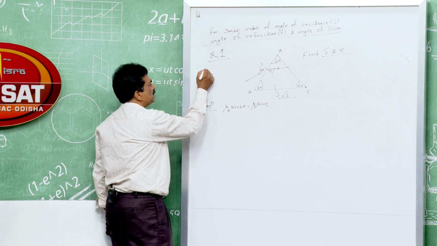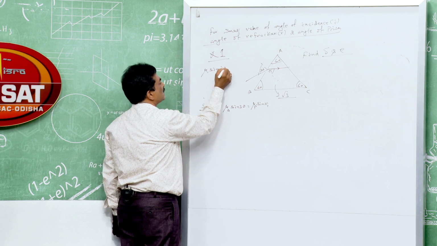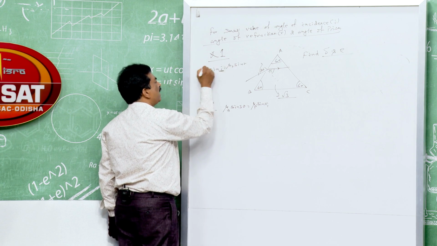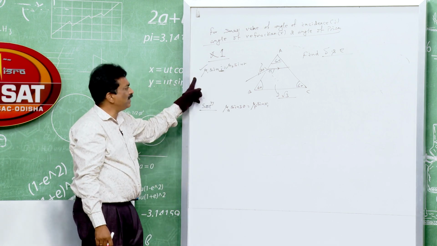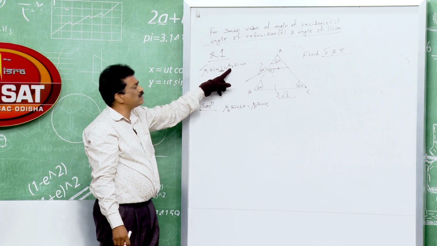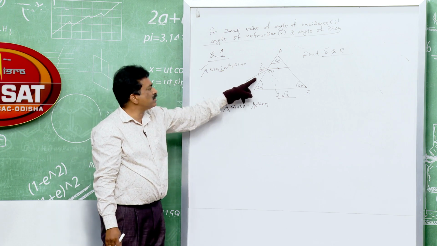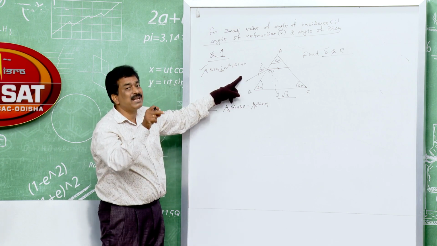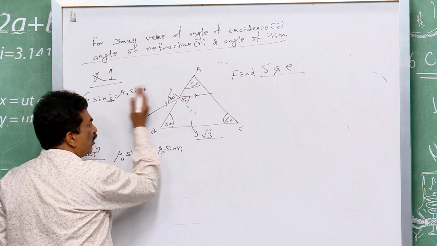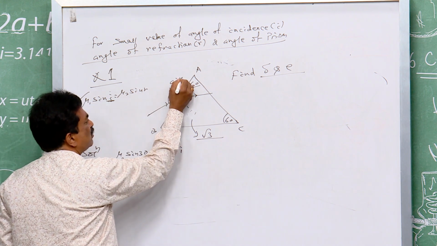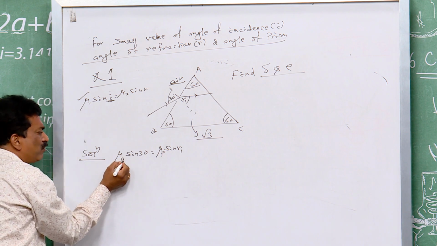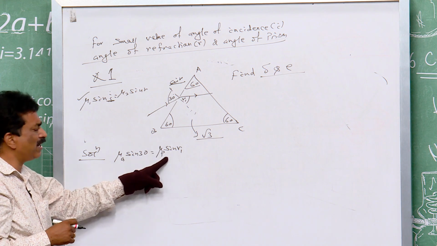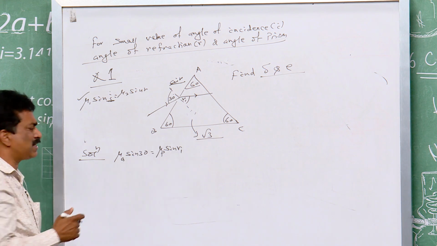Snell's law is generally μ1 sin i = μ2 sin r, where i is on the side of the first refractive medium and r is on the side of the second refractive medium. For this one, the angle of incidence is 30°. Beyond the prism, this side is the air. So I have written μ for air, the refractive index of air, times sin 30, equals the refractive index of the prism times sin R1.